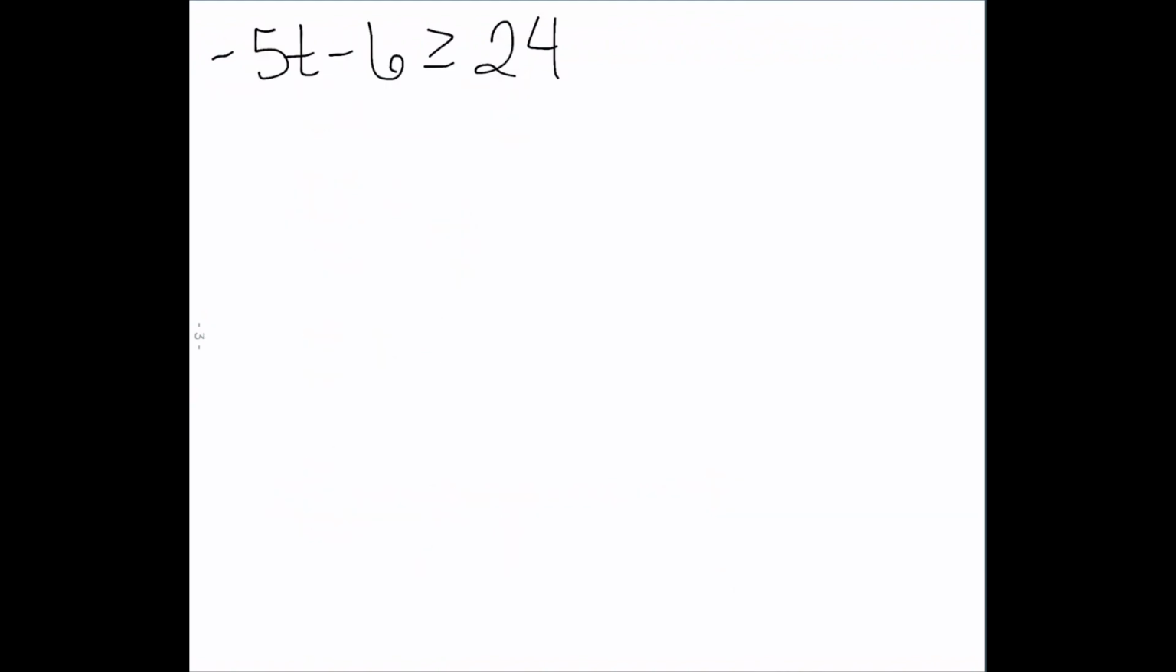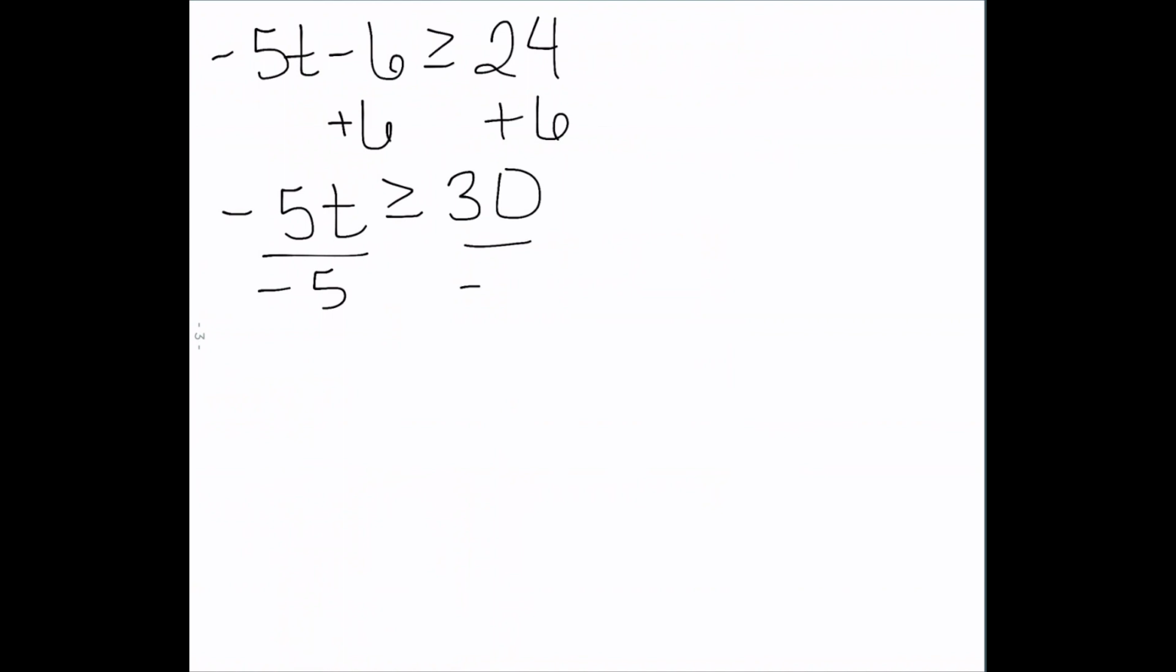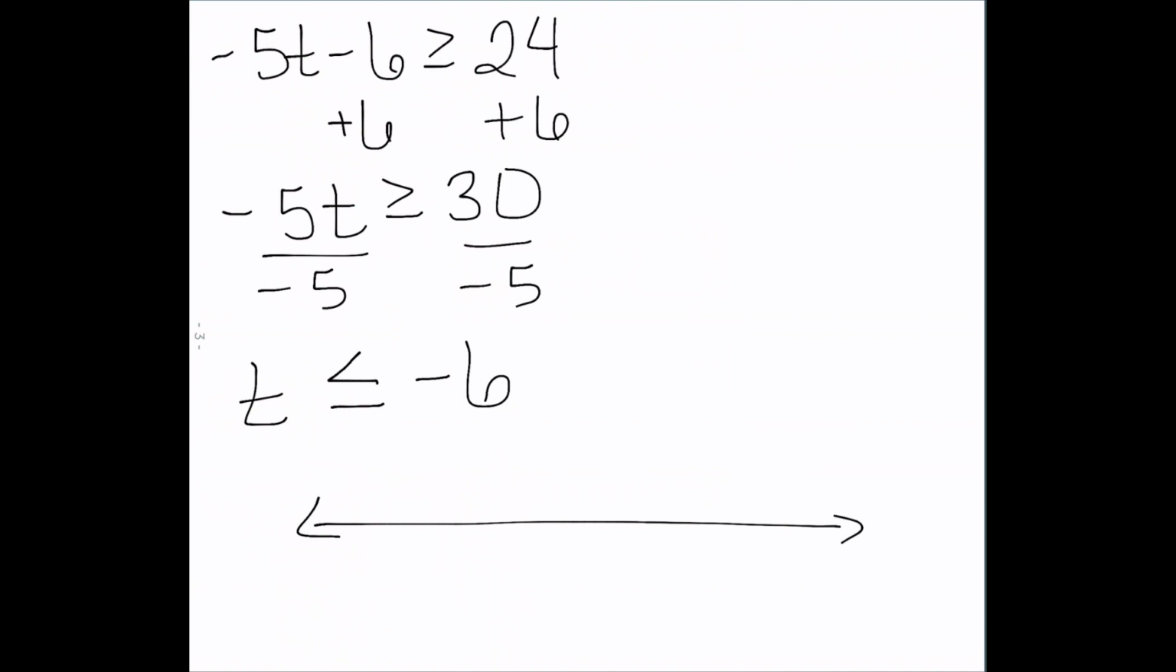Negative 5t minus 6 is greater than or equal to 24. Just like an equation, we start by adding 6. That would give me negative 5t is greater than or equal to 30. And now I would divide by negative 5. However, multiplying or dividing by a negative number actually switches my inequality. So I have t is less than or equal to negative 6. This time, if we tried to graph this, we would still shade everything below since we want less than, but since we're actually including negative 6 this time, we put a closed dot, like this.